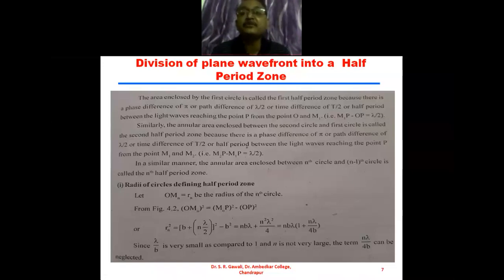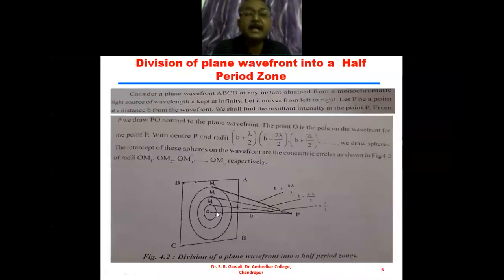Path difference between the waves reaching the point P, which is the point P here, and waves which are reaching the point P from M1 and O. The secondary waves emitted from M1 and O reach the point P, and we need to find the path difference between them. Which distance is greater? M1P is the greater distance and OP is the smaller.